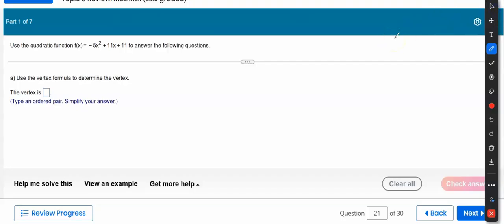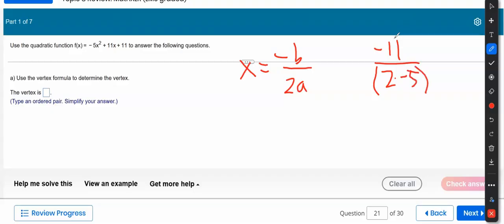Use the quadratic function to answer the following questions. Use the vertex formula to determine the vertex. The vertex is what? So how do you find the vertex? Negative b divided by 2a. That's true. So negative b over 2a, which is your x value, opposite of 11 over 2 times negative 5.